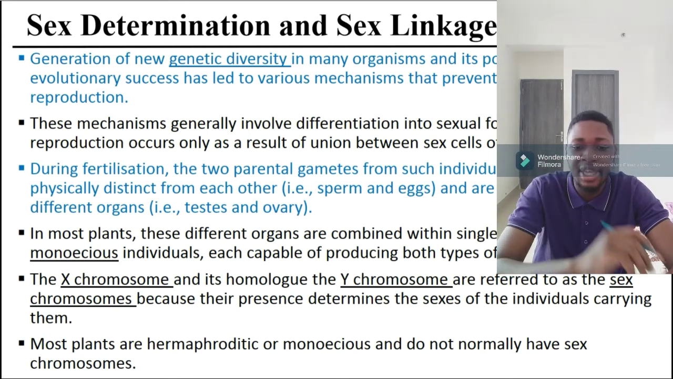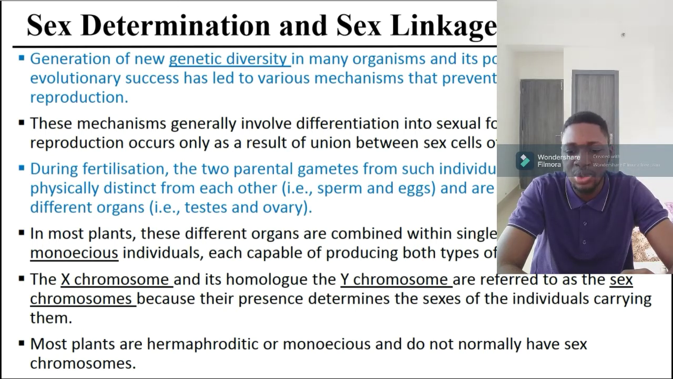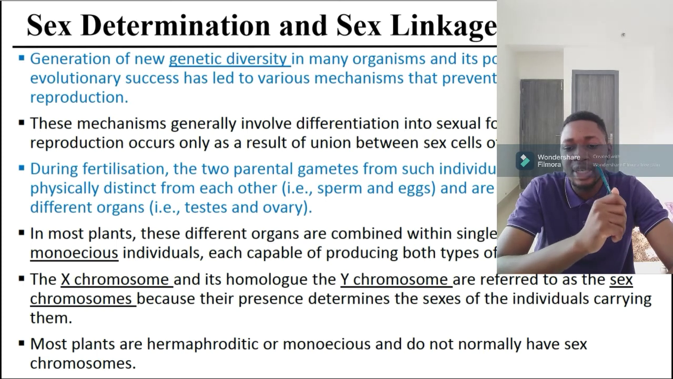Generation of new genetic diversity in many organisms and its potential for evolutionary success has led to various mechanisms that prevent asexual reproduction. These mechanisms generally involve differentiation into sexual forms in which reproduction occurs only as a result of union between sex cells of different individuals. Reproduction simply occurs when there is union of different sex cells.